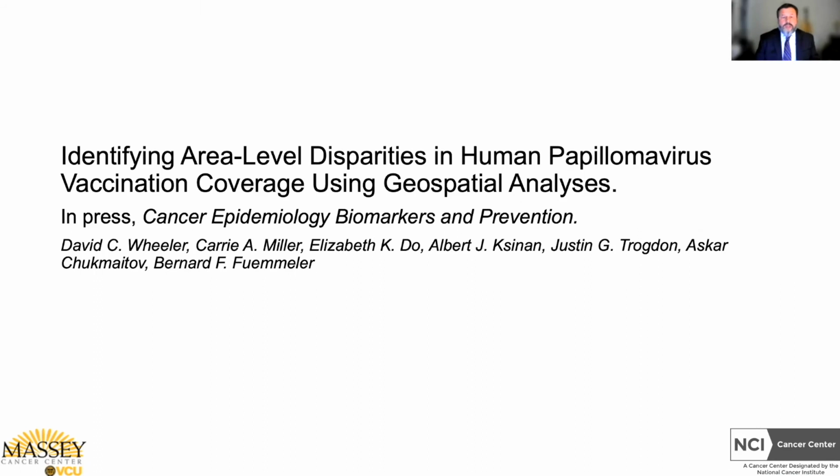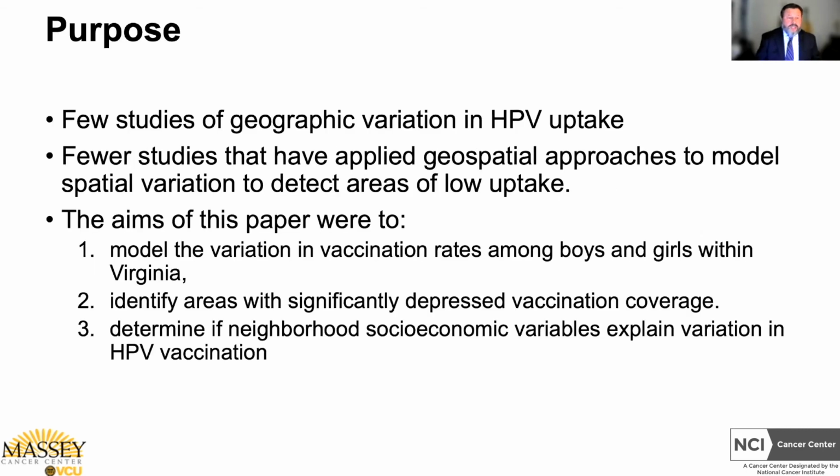So the next study that we conducted was really to address small area analysis, looking at Virginia in particular. We wanted to use geospatial analysis, as I mentioned, because of some of the shortcomings of other studies. Our aim was to model the variation in vaccination rates among boys and girls within Virginia, identify areas with depressed vaccination coverage, and determine if there were neighborhood socioeconomic variables that might explain variation in HPV vaccination.